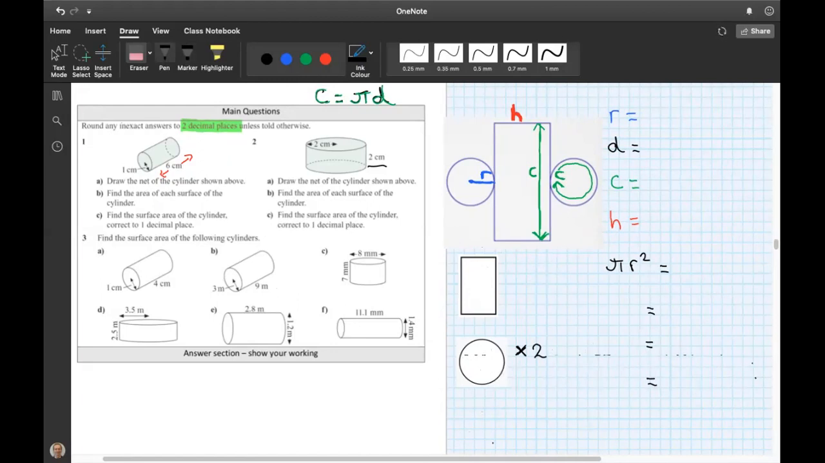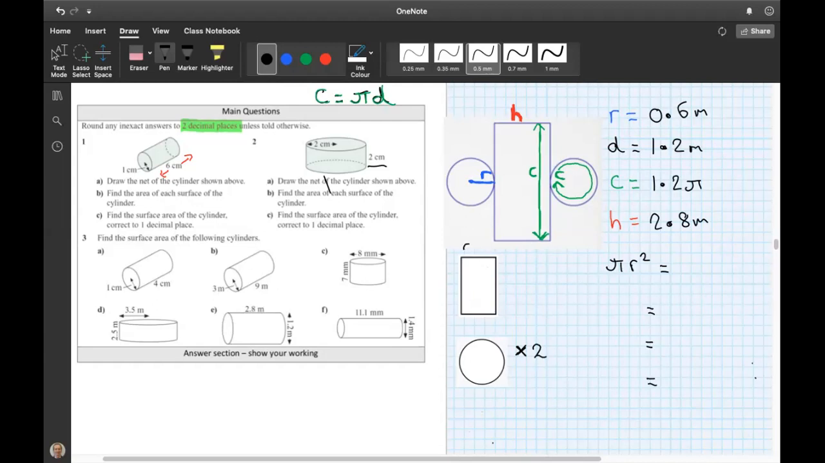Okay then. So our diameter was given to us first here, and that was 1.2 meters. To get from your diameter to your radius, you halve it. So we get 0.6 meters. Your circumference will be your diameter multiplied by pi. And your height has been given to you. Here it's 2.8 meters.